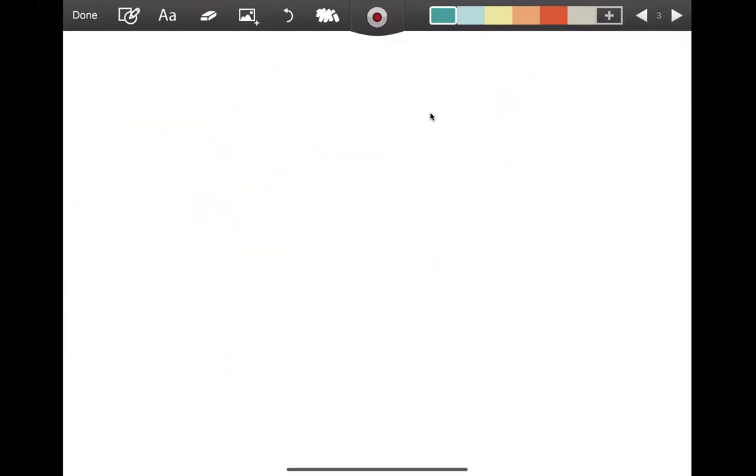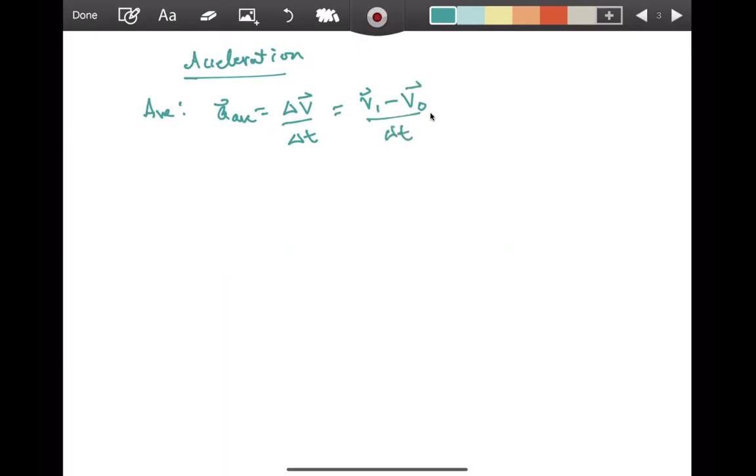So the next thing we have, if our velocity changes with time, of course, is the acceleration. So let's talk about our acceleration. Again, let's look at the average acceleration. My average acceleration, a average, is equal to my change in velocity divided by my change in time, which is the same thing as my final velocity, let's call that v1, minus my initial velocity, divided by my change in time. These two are, of course, my instantaneous velocities at those points.